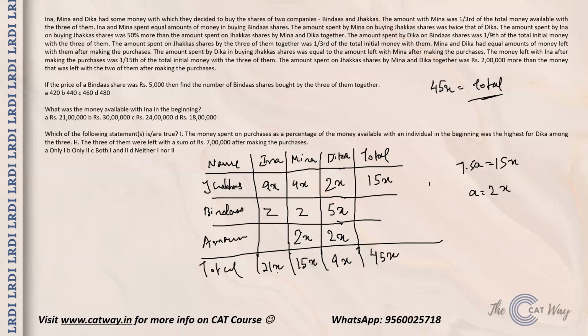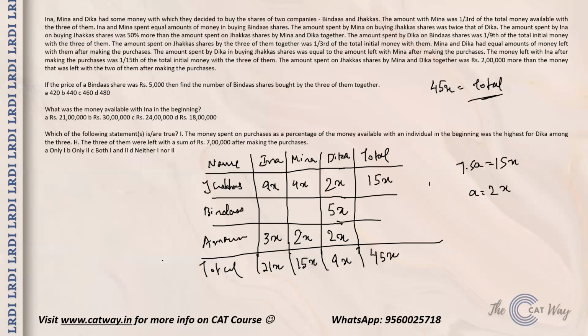So the money left with Ina after making the purchase was 1/15th of the total initial money of the three of them. So 1/15 of the total initial money is equal to 3x. Okay, so she is left with 3x out of 21x. That means she spent 18x. Out of 18x, she has spent 9x on Jhakas. So the remaining 9x she is going to spend on Bindas shares.